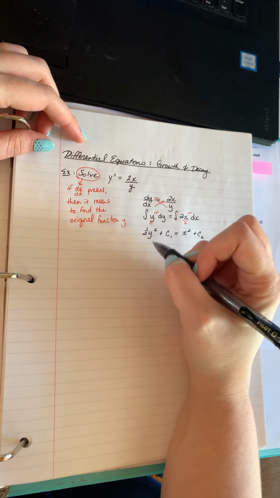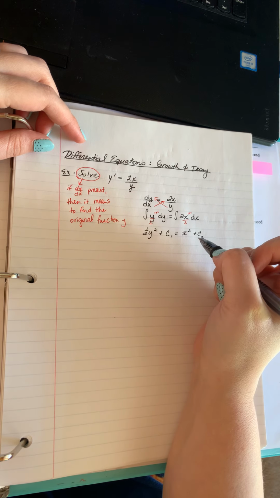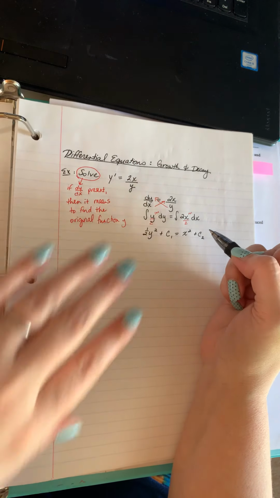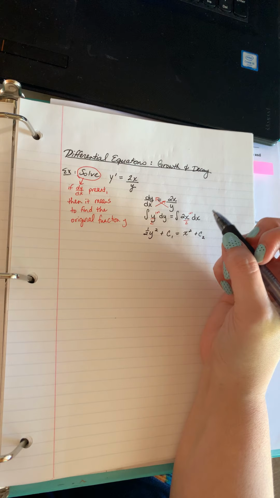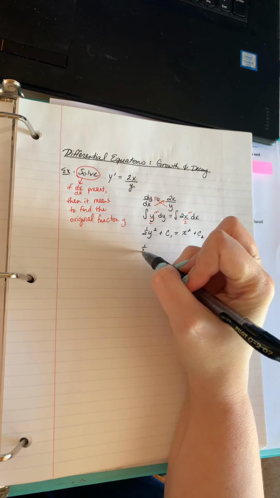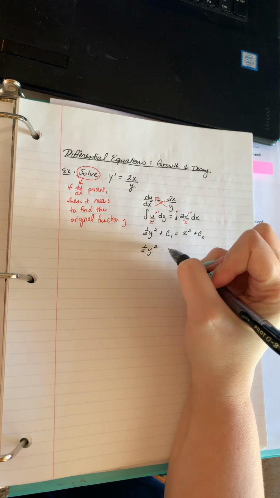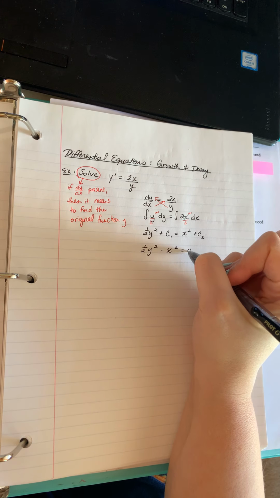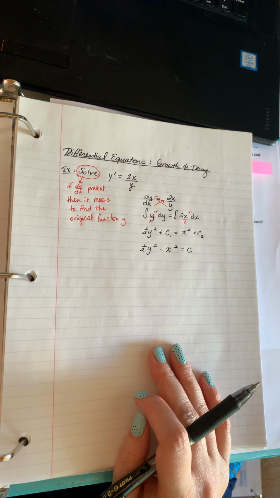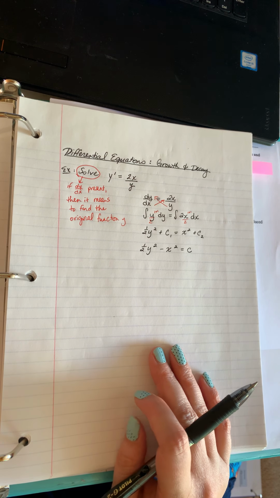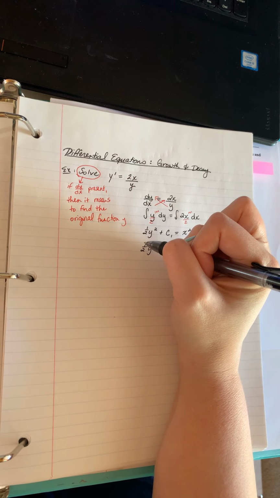So I'm going to multiply everything by 2. Well, I don't think you would notice that, so let's just leave it. Just get them both on the same side. And there you go. That is a differential equation solved.